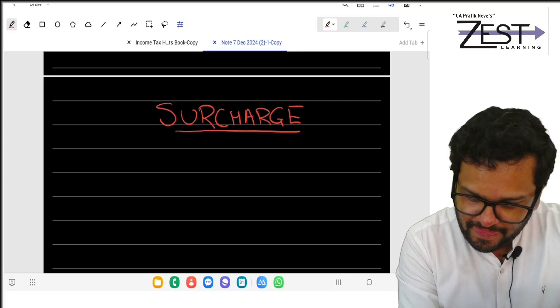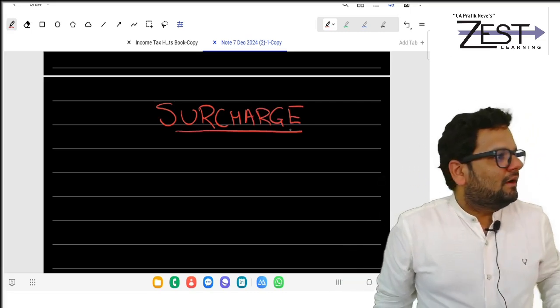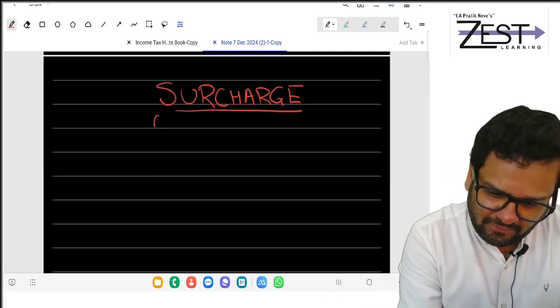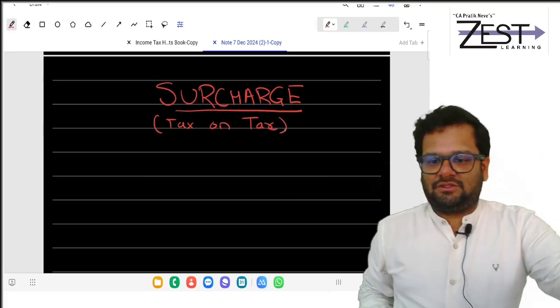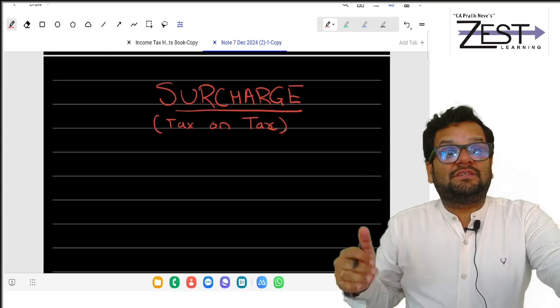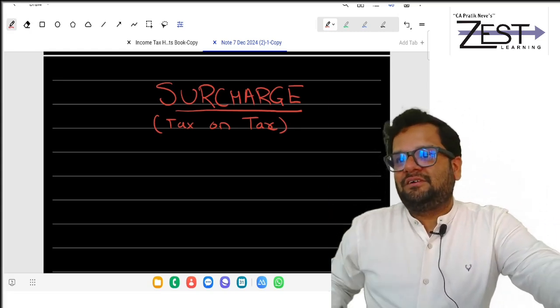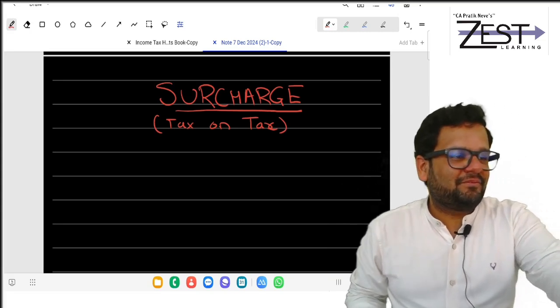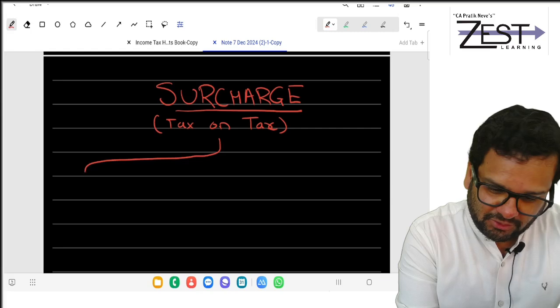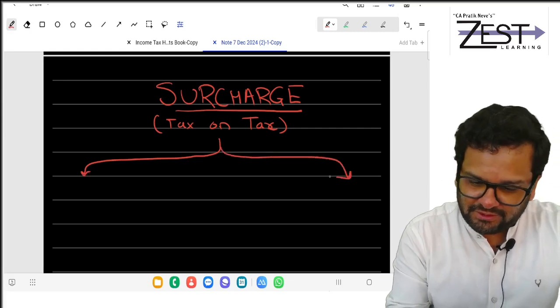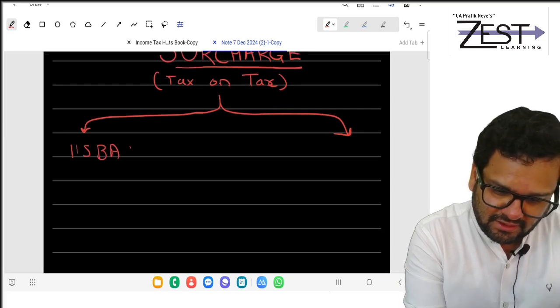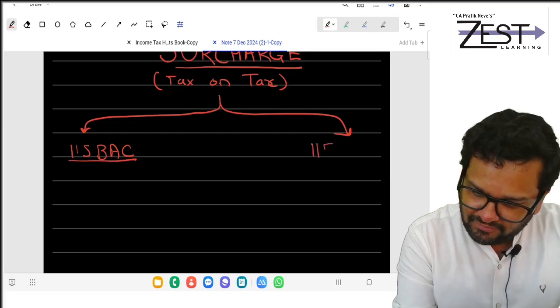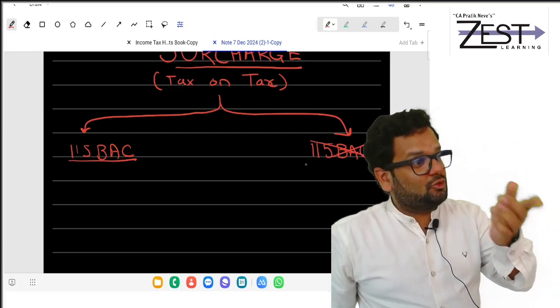Surcharge. I will see surcharge, which is tax on tax. What is the motto of surcharge? To increase the effective rate of tax further is the motto of surcharge. There are two possibilities. What are the two possibilities? You are in 115BAC, or you have opted out of 115BAC. These are the two possibilities.